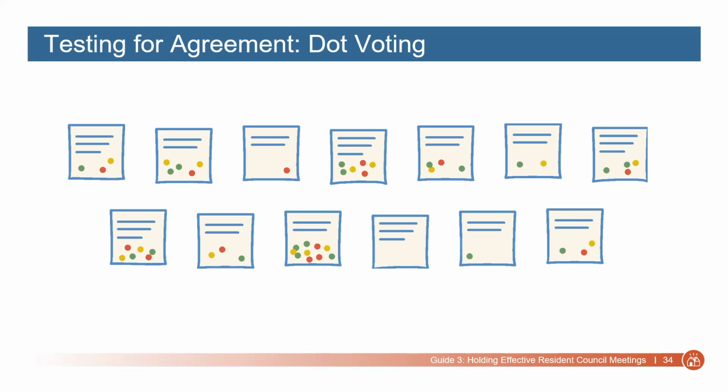"We'll now give everyone 3 dot stickers. Each sticker is a vote. So you can vote for the top 3 people or organizations that you would like to have come. The Community Engagement Committee will then start inviting guests to our meeting in order of the number of votes received."